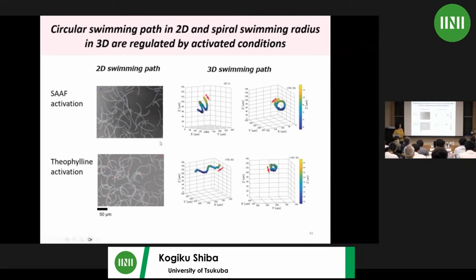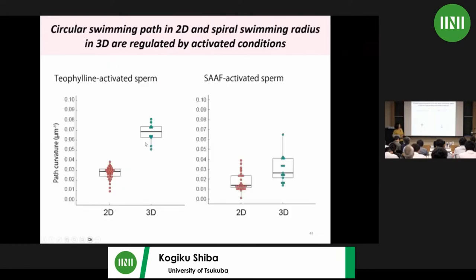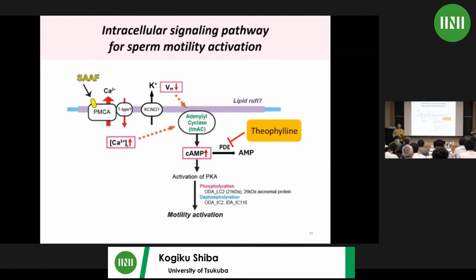It's the same as in the 2D condition. So here are tail feeding activated sperm and self-activated sperm, in 2D and 3D. There is some difference, but the tendency is that the path curvature is smaller in the self-activated, and it is similar in 2D and 3D. So this is the signaling pathway to activate sperm. Self-activated sperm are activated by some signaling pathway. The tail feeding skips this scheme and directly activates sperm. So the difference between the two swimming trajectories reflects the intracellular signaling condition.